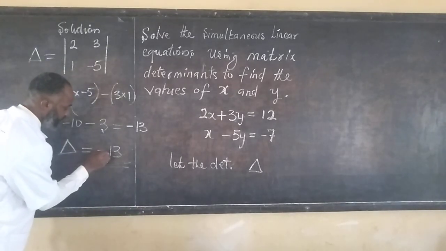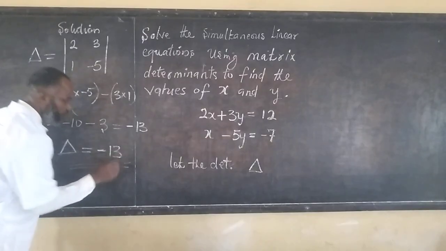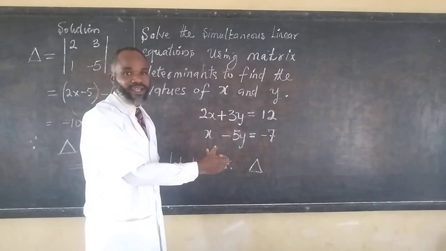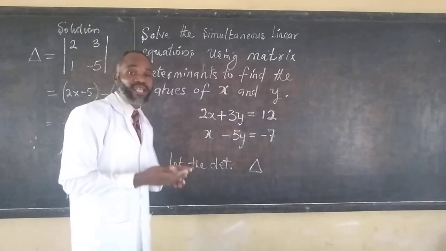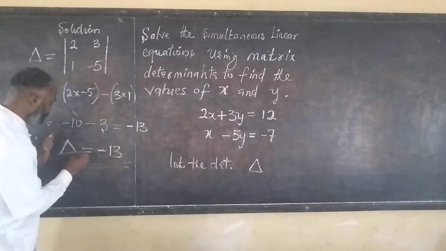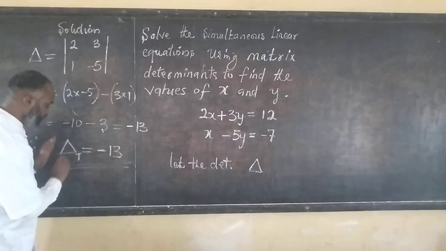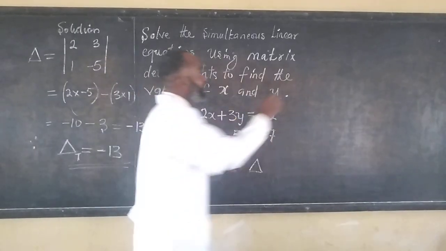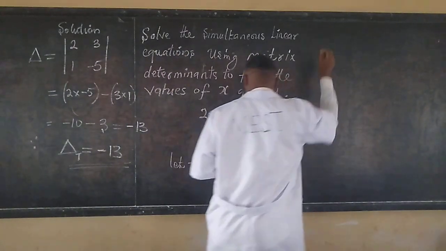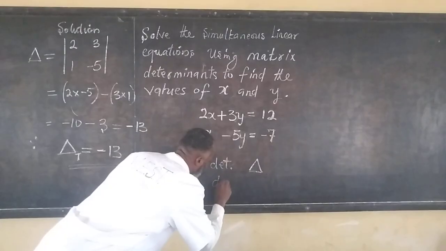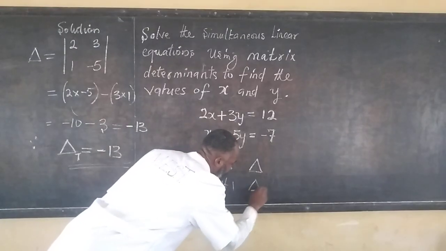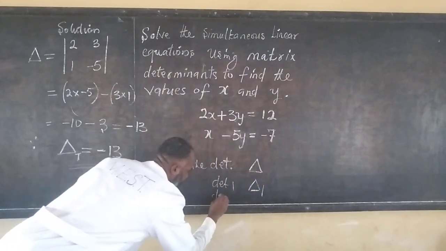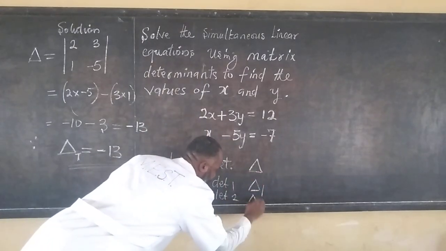So what do we do next? We are going to simplify further and classify this as determinant 1. This general determinant, we can use T, total determinant, right? But we need to find determinant 1, represented by delta 1. We can also find determinant 2, represented by delta 2.